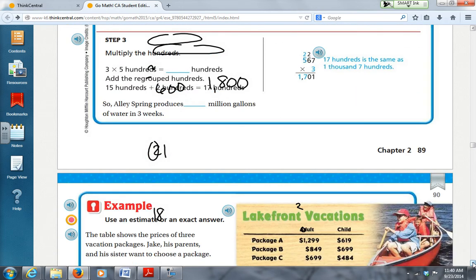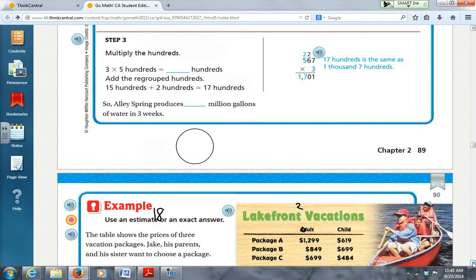Okay, and then multiply the hundreds. And 3 times 5 is what? So it's 1500s. 3 times 500 is 1500s. Add the 200s, it gives you 1700s. So Alley Spring produces 1,701 million gallons of water. Okay, so much for Grandpa's pole holes.